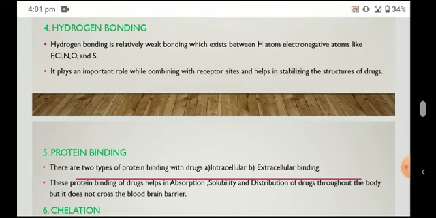The fourth parameter is hydrogen bonding. Hydrogen bonding is a relatively weak bond which is present between a hydrogen atom and electronegative atoms like fluorine, chlorine, nitrogen, oxygen and sulfur. It plays an important role in combining with the receptor sites and helps in stabilizing the structure of a drug.